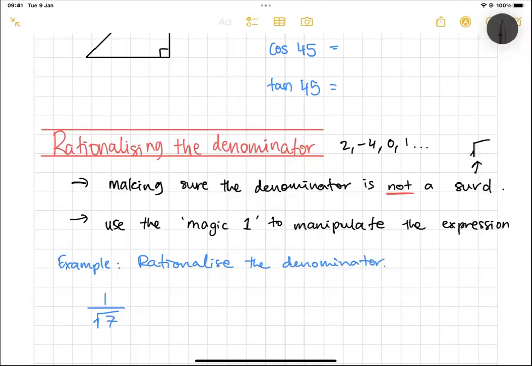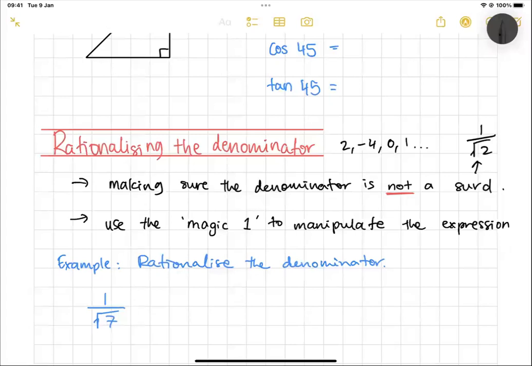Irrational numbers are numbers that have surds or square roots, cube roots, and things like that. When I rationalize the denominator, it means that I need to make sure that the denominator is rational and doesn't have a surd, because that is an irrational number. I want it to look nice. I want it to be rational. So to do that, I need to use this concept of using the magic wand to manipulate the expression.